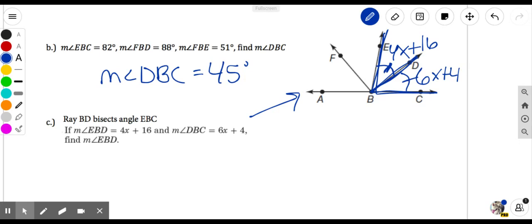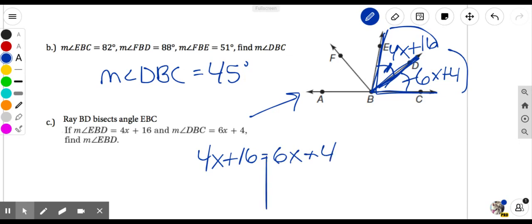We do know that this bisects the angle, right? That makes this one equal to that one. So you can actually set things equal to each other in geometry. So you can do 4x plus 16 equals 6x plus 4. And so in geometry, when you have to solve for x, your equation just needs to represent whatever is true about the picture. So you have to first know what's true about the picture and then set it up. So then we'll just solve now, subtract 4x. So 2x equals 12, x is 6.